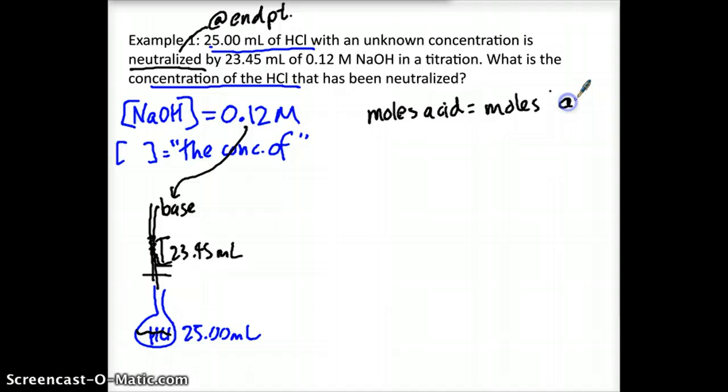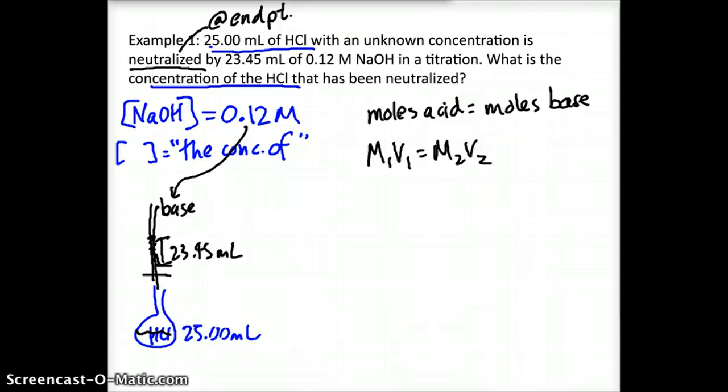So now we've got to leverage our knowledge of molarity to determine the moles of acid and the moles of base. Well, there's two ways we could do this. I'm going to show you the M1V1 equals M2V2 way first, and then we'll do it the longer way afterwards. We know M1V1 equals M2V2.